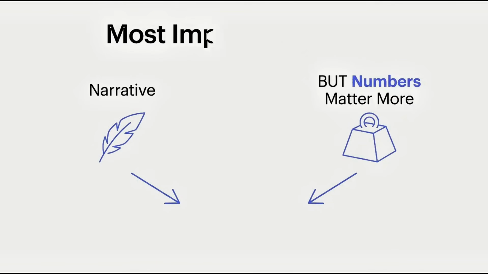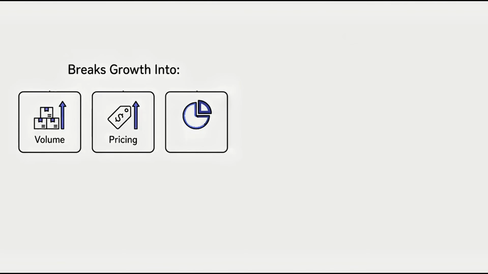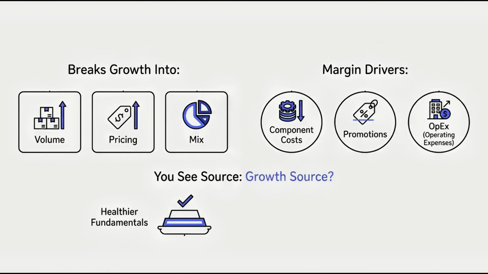The most important part is the management discussion and analysis. This explains why revenue and profit changed. It breaks growth into volume, pricing, and mix, and explains margin drivers like component costs, promotions, and operating expenses. This is where you see whether growth came from healthier business fundamentals or temporary factors.